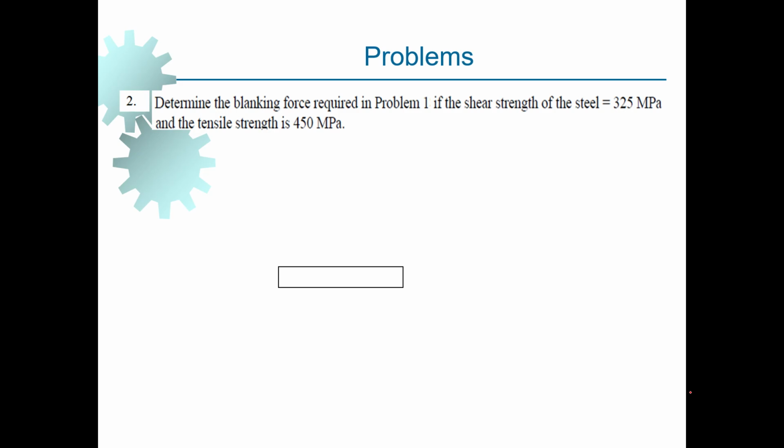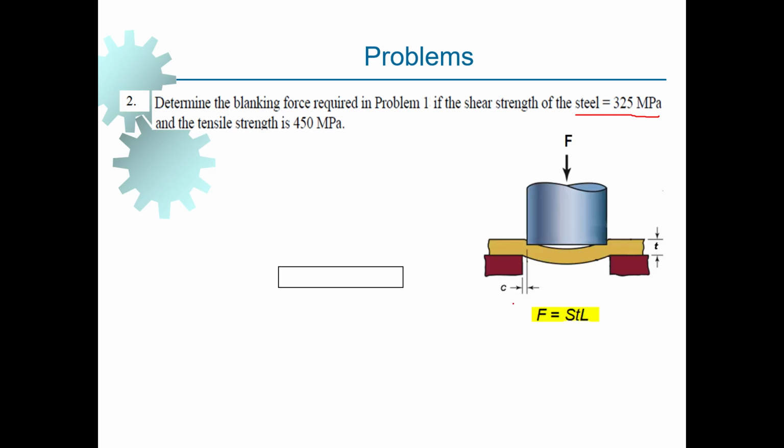Well, we are to determine the blanking force required in problem 1 if the shear strength of the steel is this much. And tensile strength is also given. Taking a look at the operation, this is a shearing operation. What we need to do the computation of the force is F equal to shear strength times thickness times length of cut. Length of cut is circumference of the punch. So what we need is only shear strength, and we don't really need tensile strength.